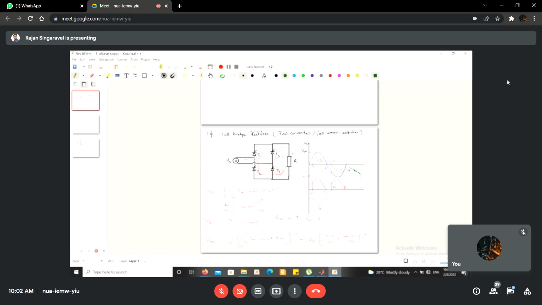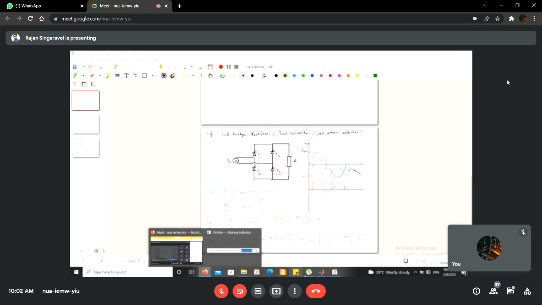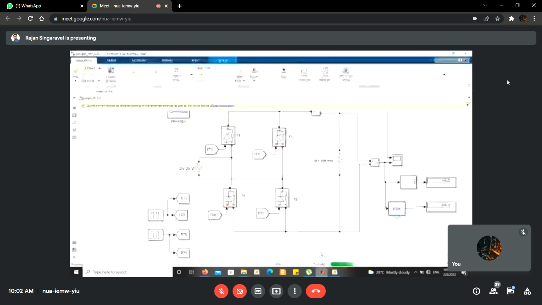Because the time delay is 3.3 millisecond, alpha is 60 degree, and for alpha equal to 60 I am getting exactly 155 volt. In a similar way, if you substitute alpha as 60 degree in the RMS formula, you will get the exact value of 205.7. This is for alpha equal to 60 degree.